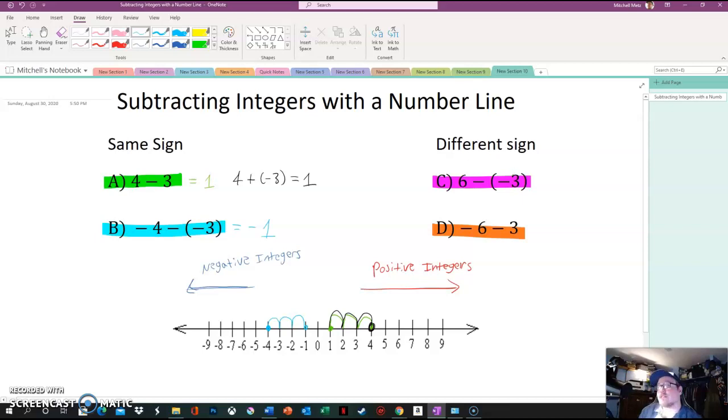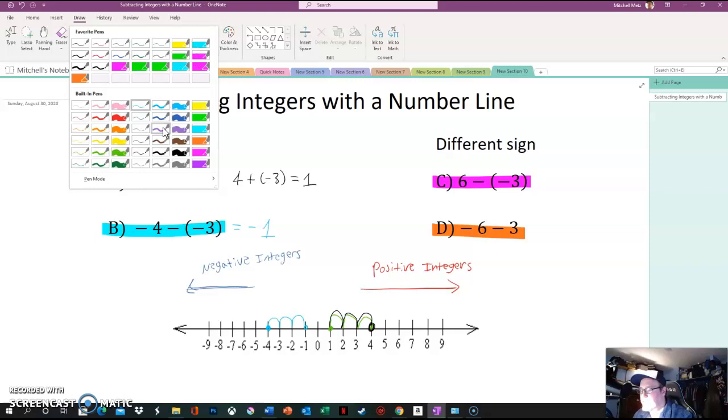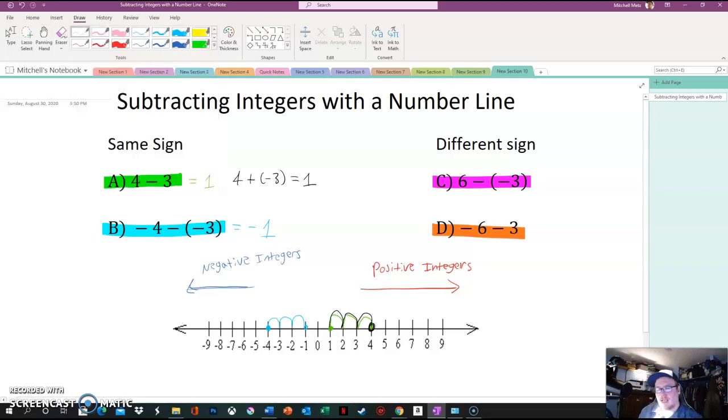Now let's move on to different signs. So this is similar. We're going to start there. I'm going to have to use a different shade of pink because my pink isn't the same color. So in this problem, I have 6 minus negative 3. So I'm going to start at 6. I'm going to put a little pink dot there.